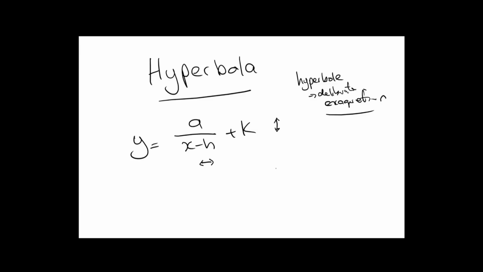So what is this going to look like? Well, the a here is going to change the shape. The h is going to move to the left or right. K is up or down, like I said before. The best way to work out what's going on here is to do one. So let's choose a is 2. Let's choose h as 3, and let's choose k as 4. And let's graph it.